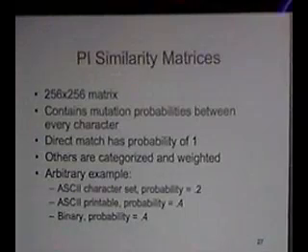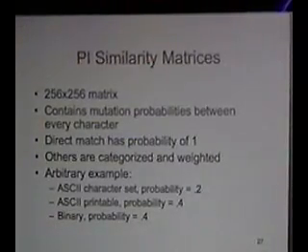So in the Protocol Informatics similarity matrices, our alphabet is 256 bytes long, so we have a 256 by 256 matrix, and each cell contains mutation probabilities between every character. So we might say that it's acceptable for A to mutate into E, but not into something like hex FF, and things like that. This is actually kind of outdated stuff. There are actually a lot easier ways of doing this.